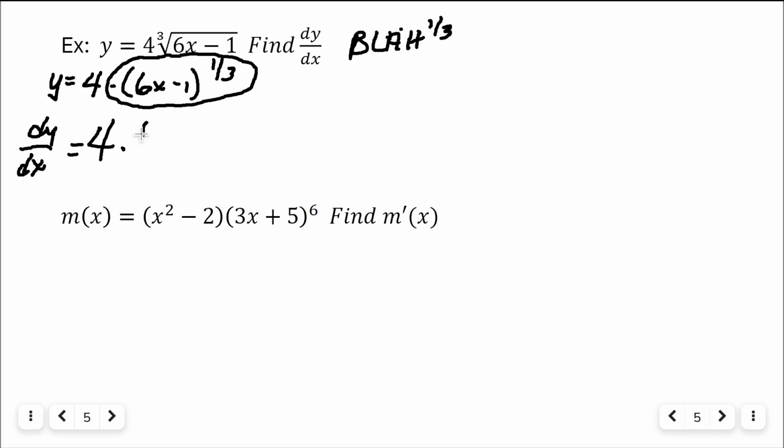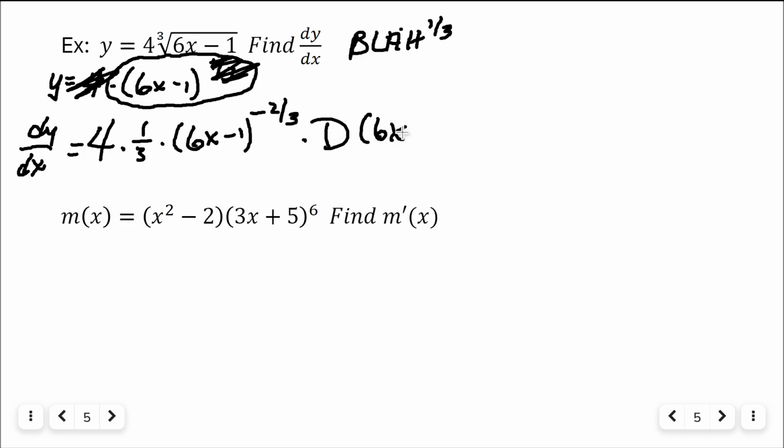Its derivative is bring the 1/3 down. Leave the blah there. Take 1 from the power. 1/3 minus 1 is negative 2/3. Times, all right, cross out the 1/3 power. The 4, just get rid of it. You don't need it. Okay, you never needed it. You just left it in the front the whole time. What's left to derive is the inside, what was inside the 1/3 power, which is 6x minus 1. We have to derive that.